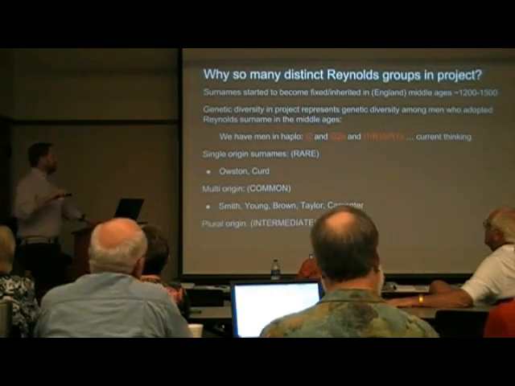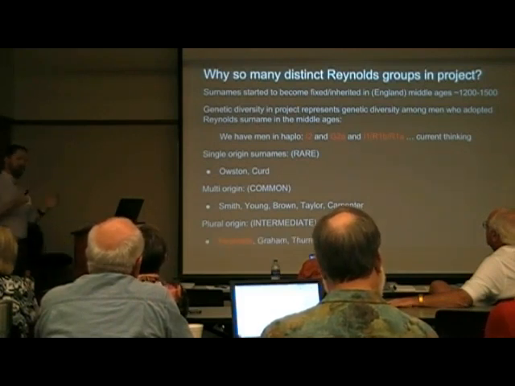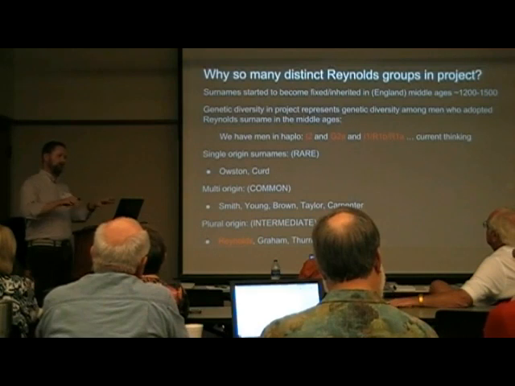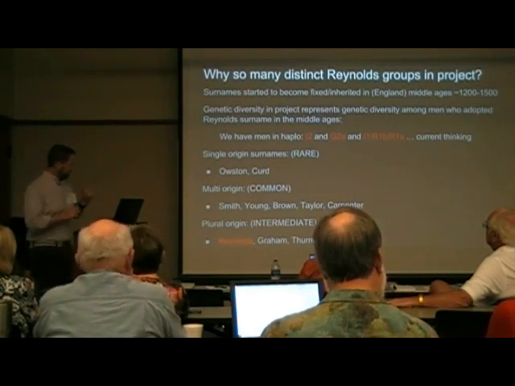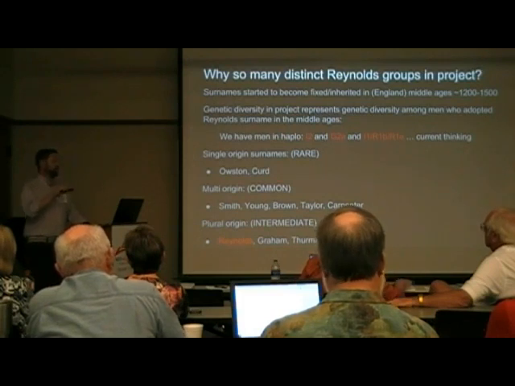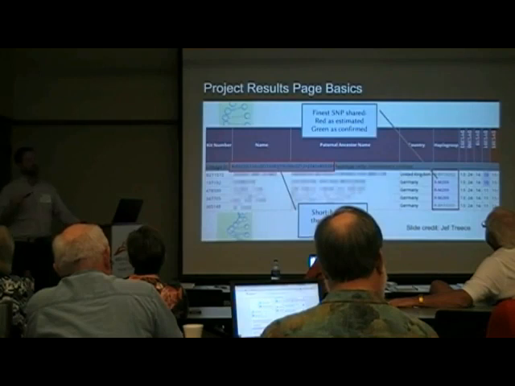And then there are intermediate surnames that fall somewhere in the middle. They're not rare, they're not common, but they were taken up at more than one place by more than one genetic group of people. These include names like Reynolds, Graham, Thurmans. I mean, these lists would go on. There are lots of ways to typologize surnames, but this is one, and it helps us understand why there are genetically distinct groups in the Reynolds project.